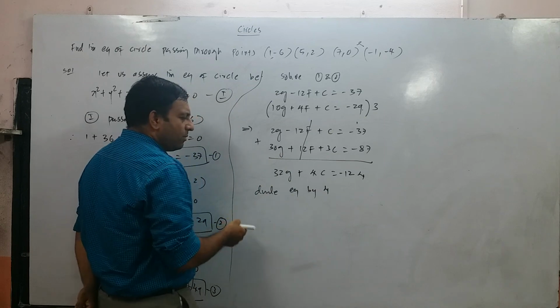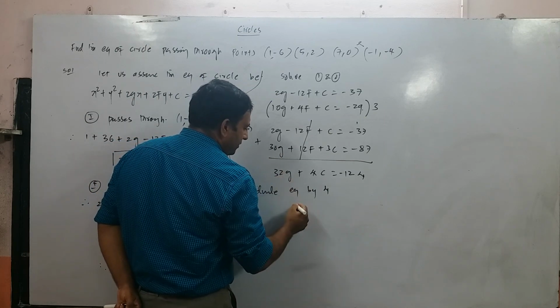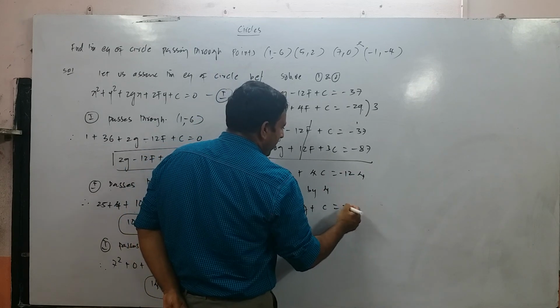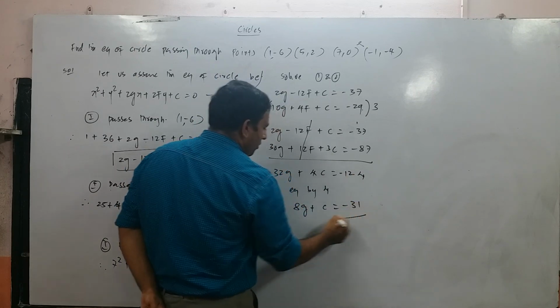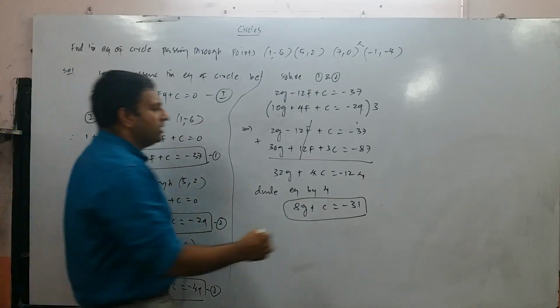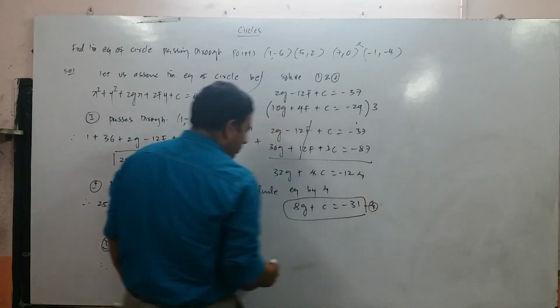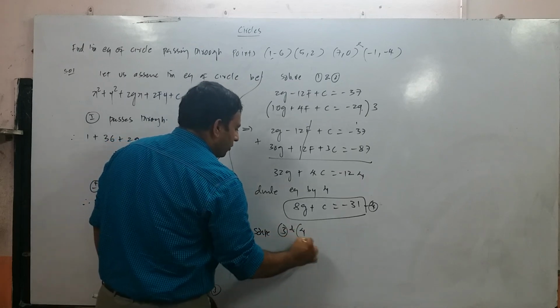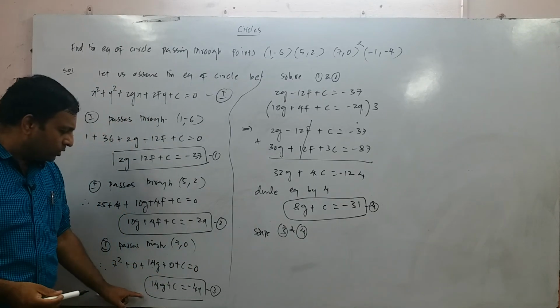When you divide the equation by 4, 4 into 8 is 32, so 8G, and 4 goes 1 times, C is equal to minus 31, since 4 3s are 12, 4 1s are 4. Now I get this equation, there is already 3, I will call this equation 4. Now what am I going to do? I am going to solve 3 and 4.